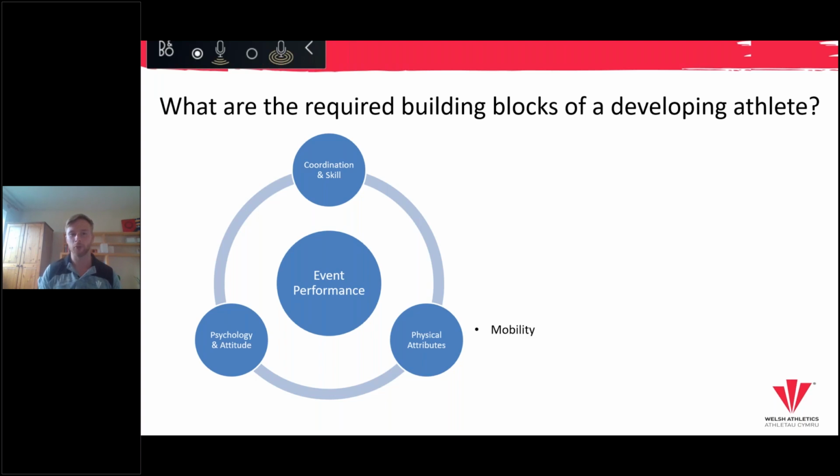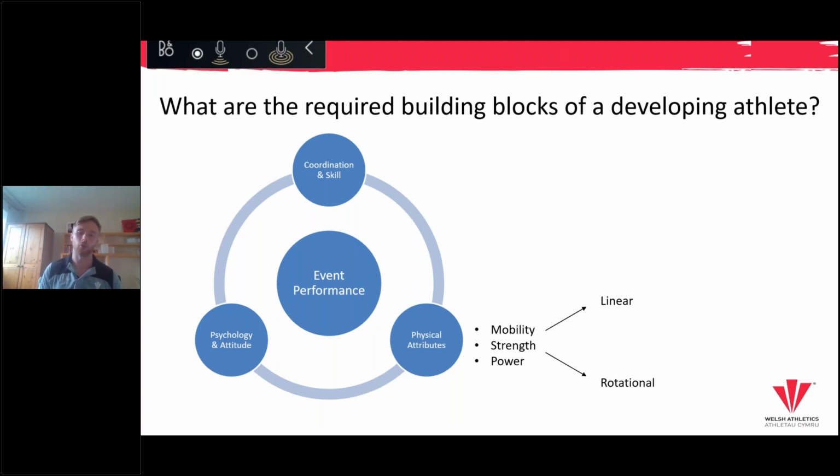Now, getting a bit more depth into these physical attributes and what they are, I like to break them down into three pillars: mobility, so how much range of motion we have at a joint; strength, how much force we can produce over an unlimited period of time; and power, so how much force we can produce really quickly. And again, you can further separate these into linear movements, so that's going straight forwards and backwards, and rotational movements. So you've almost got six categories.